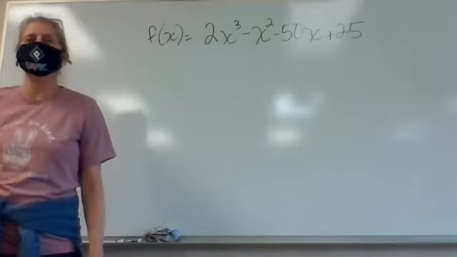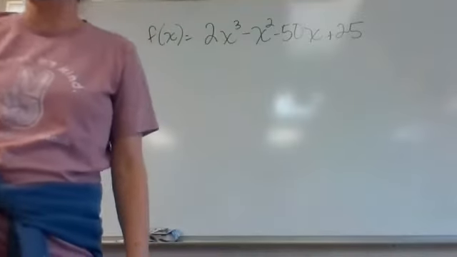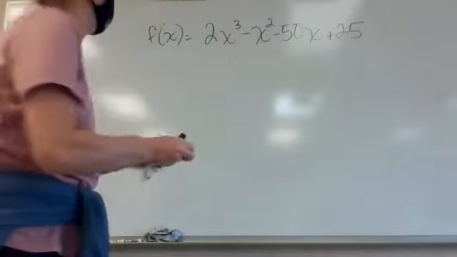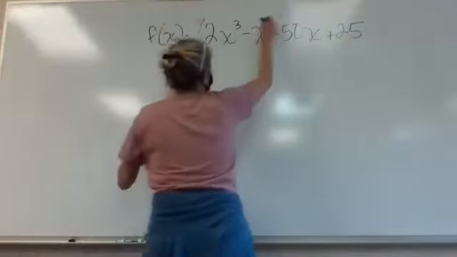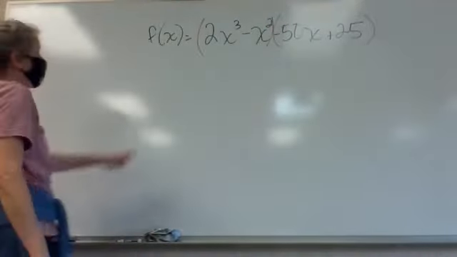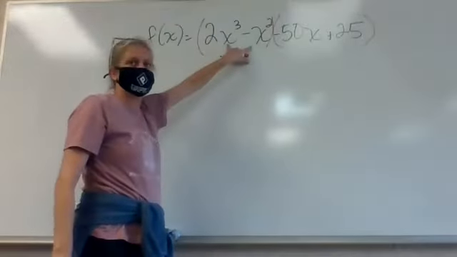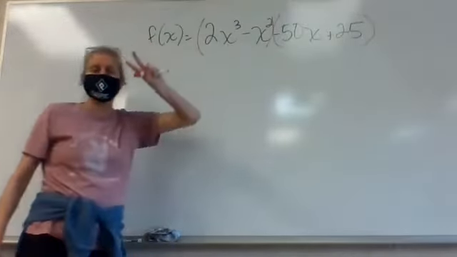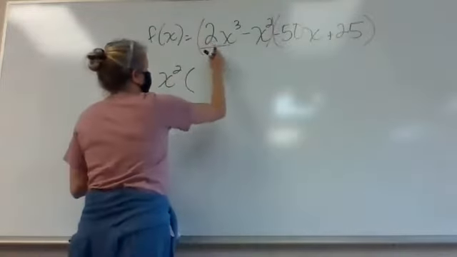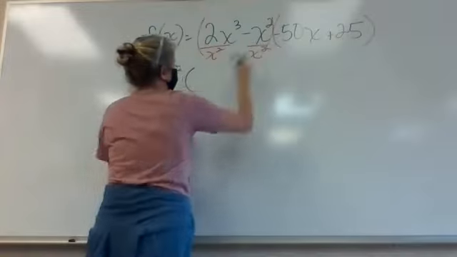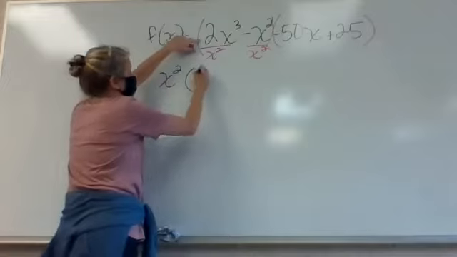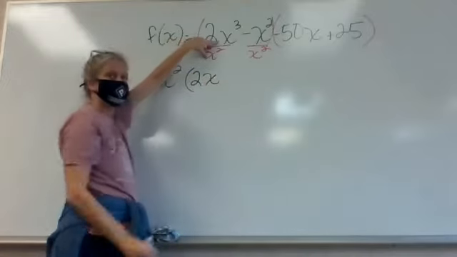So again, if I graph this one, I'm going to notice that one of them is not crossing at a whole number. So I'm going to do the grouping method on this one again. So I'm going to group the first two. Group the second two. Again, what comes out of the first group? What can you pull out of both of these? X squared. Good. So here, if I pulled X squared out of this first term, I still have the 2, and I've still got an X.